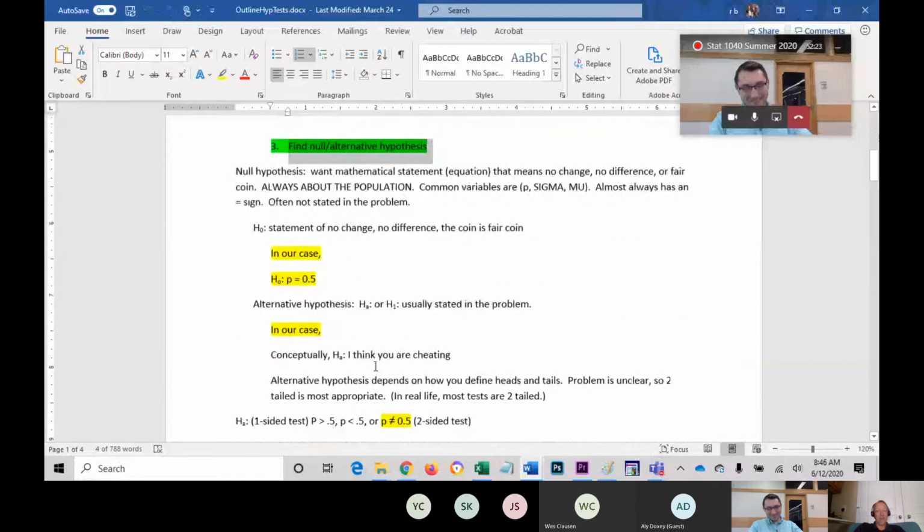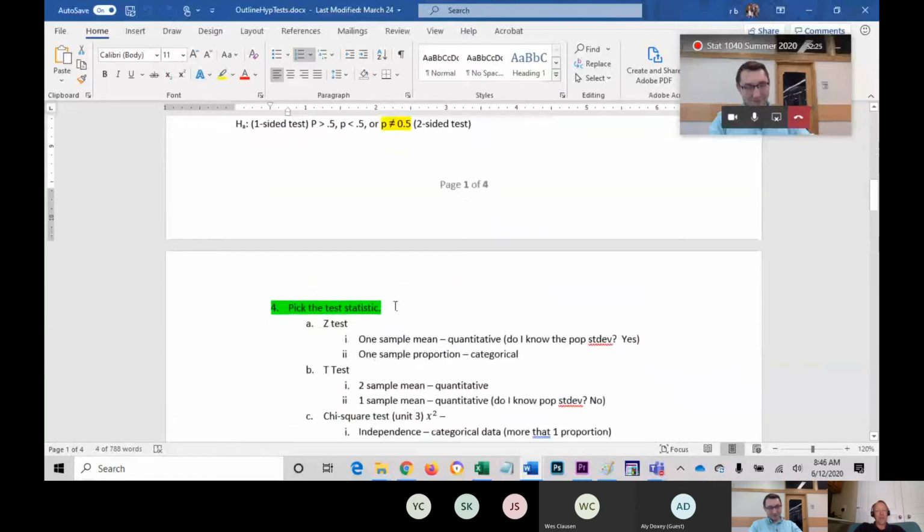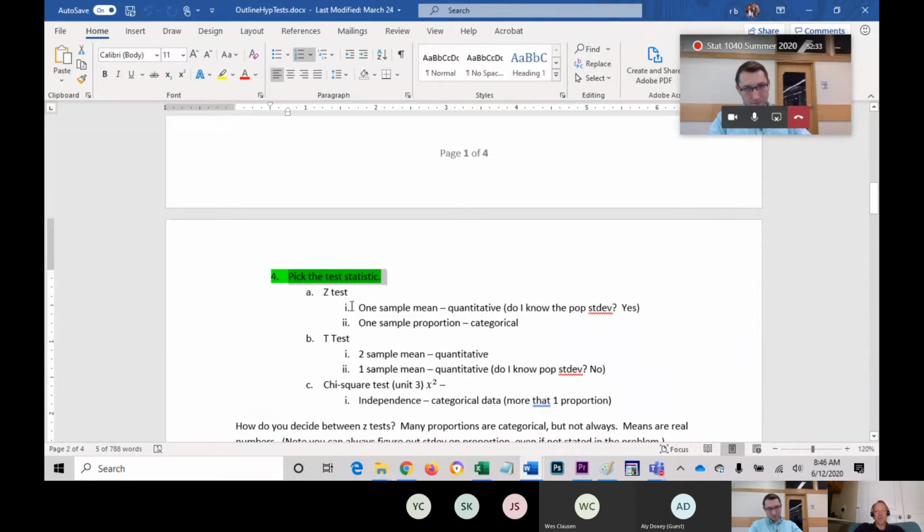All right, step number 4 is I want you to pick the correct statistic. There are three main ones we're going to talk about. We're going to talk about a z-test, we're going to talk about a t-test, which we haven't talked about yet, and we're going to talk about a chi-square test, which we also haven't talked about yet, okay? And we'll go over this in more detail, but this is where we're going.